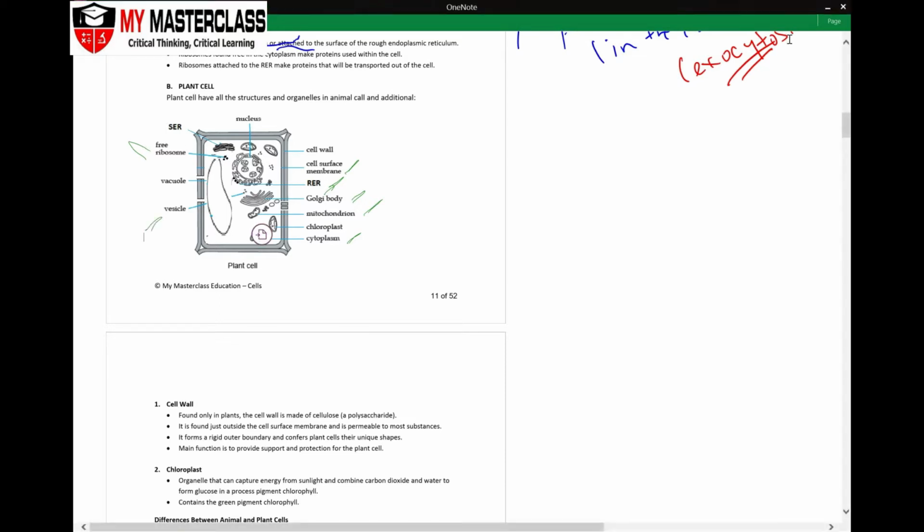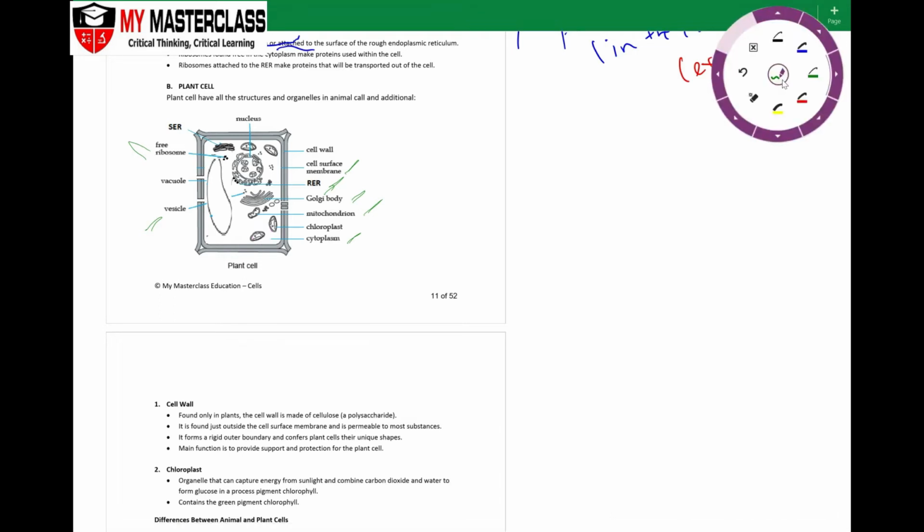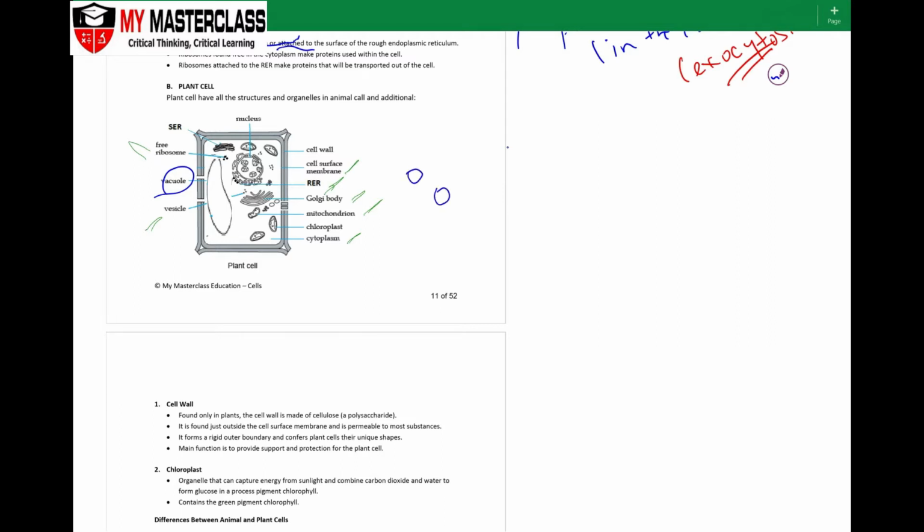Now, what is the difference is, as mentioned earlier on, look at the size of your vacuole. When you look at your vacuole itself, you will see that the size is extremely big compared to the earlier ones in your animal cells, the tiny little ones.